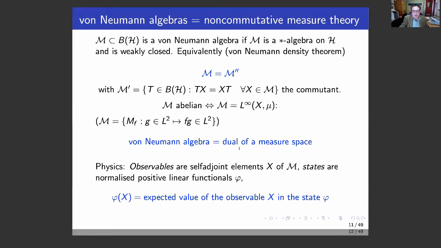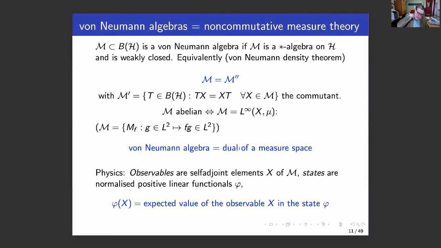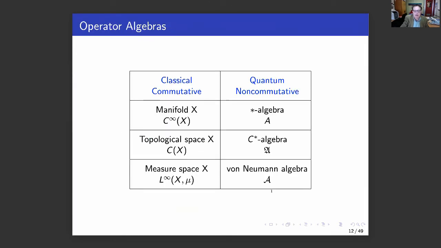Why are these good for the description of physics? Because observables in quantum mechanics will be self-adjoint elements of a von Neumann algebra, and states are normalized positive linear functionals. So we have this linear functional, which is positive and normalized, and the expectation value of the observable x in the state phi is phi of x. This is the formalism.